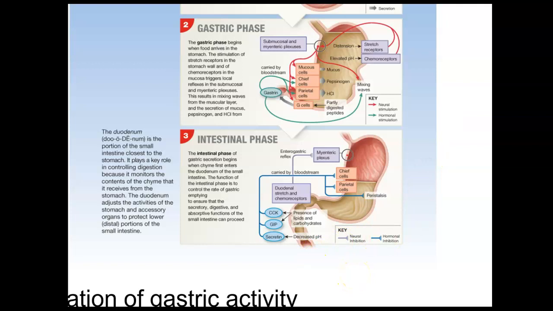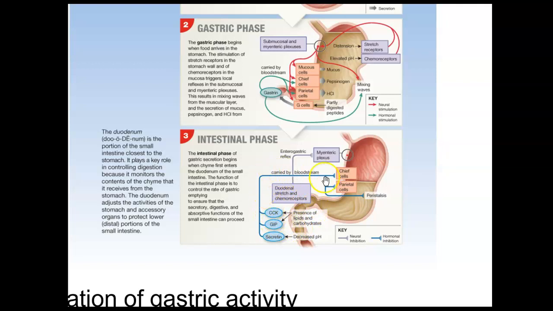So the intestinal phase begins when chyme enters the duodenum, or the beginning portion of the small intestine. And the function is to control the rate of gastric emptying. We don't want food to enter the small intestine until the small intestine is ready for that food. So here are the hormones involved in the intestinal phase: CCK, or cholecystokinin, and GIP, which is gastric inhibitory peptide. They are released, stimulated by the presence of lipids and carbohydrates in the duodenum.